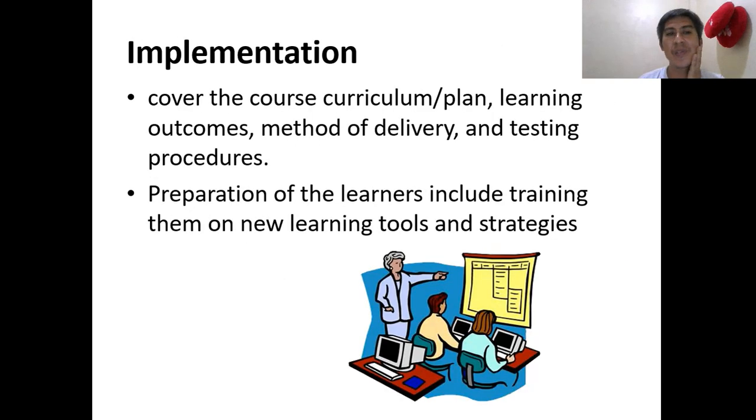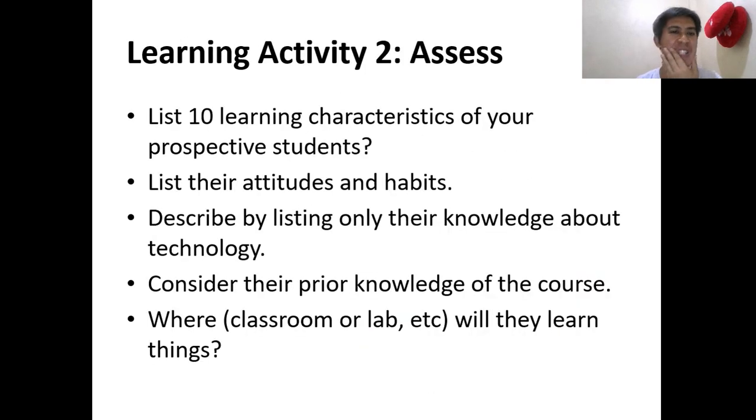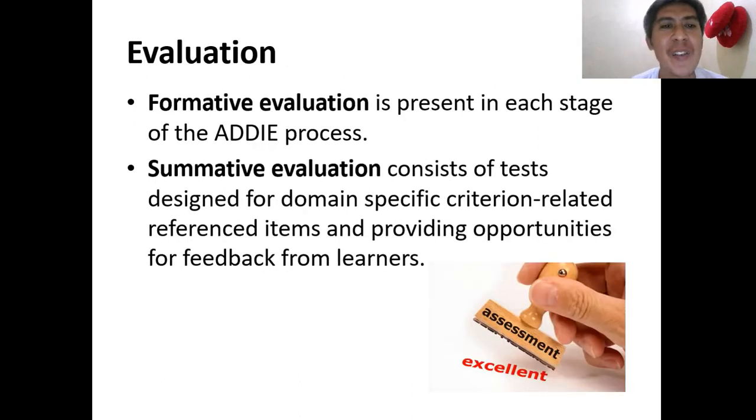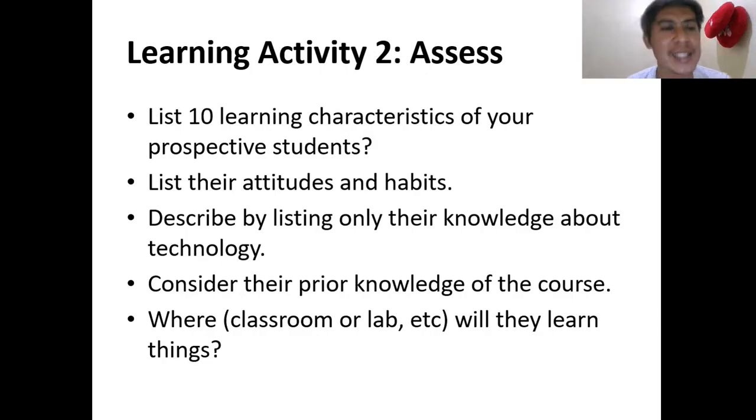Now let's have an exercise. Let's review again, following the steps. Assess or analyze. List 10 learning characteristics of your prospective students. List their attitudes and habits. Okay, assess. Describe by listing only their knowledge about technology, for instance. Okay, you can try this. Consider their prior knowledge of the course. I will teach Math 2. I will test them. What's their prior knowledge of the course?